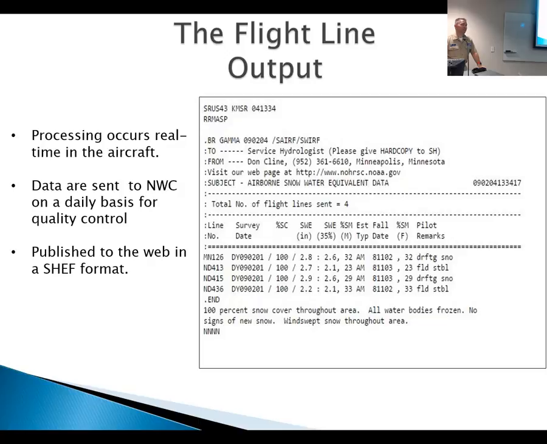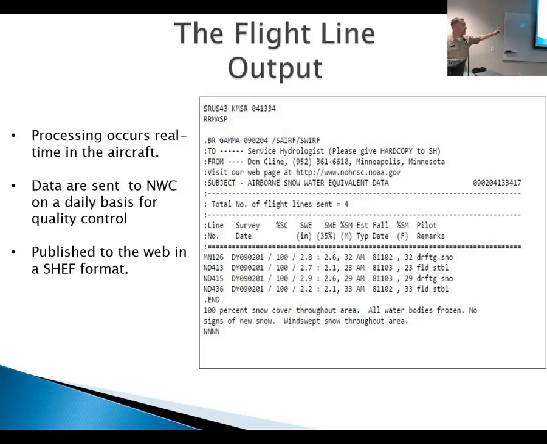So the data are sent back to the water center, the Office of Water Prediction up in Chanhassen, on a daily basis for quality control. They're then published to the web via the standard hydrometeorological exchange format. It includes all the data from that line, except for the background. The end users don't need to know what our potassium counts are and all that, but they do need to know what our soil moisture estimates are, so they can apply that to their own estimates.